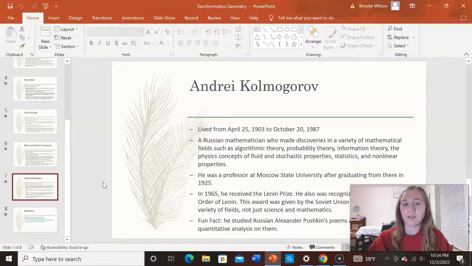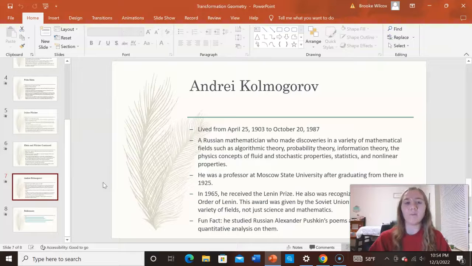So someone else that I found online is Andrei Kolmogorov. He lived from April 25th, 1903 to October 20th, 1987. He was a Russian mathematician, so not from Europe this time, but from Asia, and who made discoveries in a variety of mathematical fields such as algorithmic theory, probability theory, information theory, the physics concepts of fluid and stochastic properties, statistics, and nonlinear properties. He was a professor at Moscow State University after graduating from there in 1925.